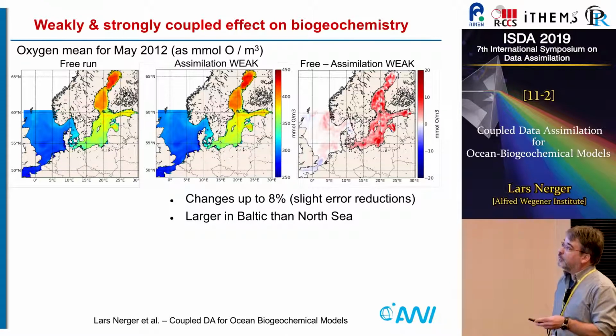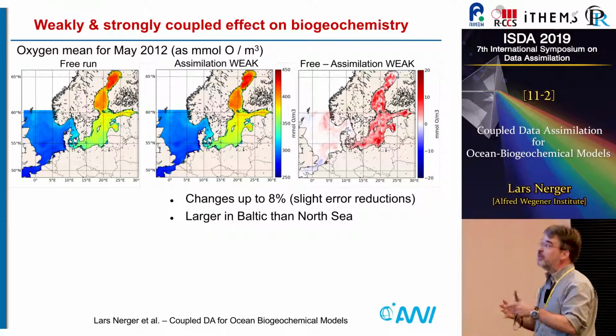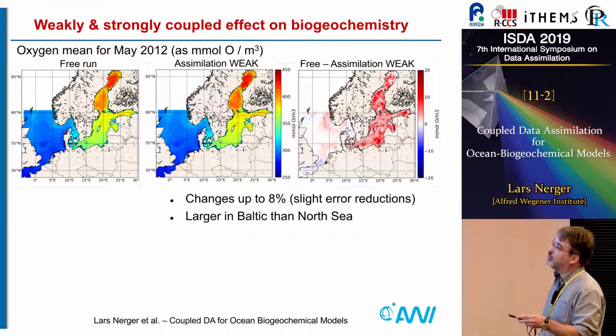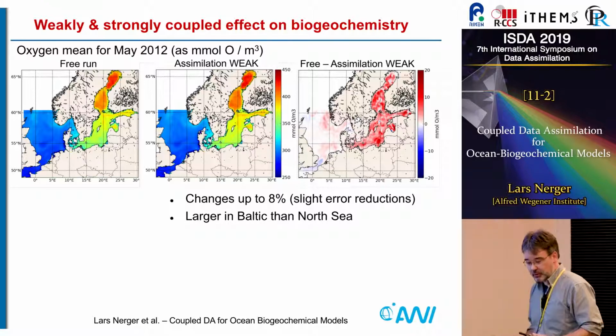In the free-run versus the weakly coupled assimilation, where we only update physics with surface temperature, we see that it changes a bit. The difference is shown here. It's up to 8% change, but essentially here in the Baltic Sea, with almost nothing in the North Sea, but the Baltic Sea is deeper overall.